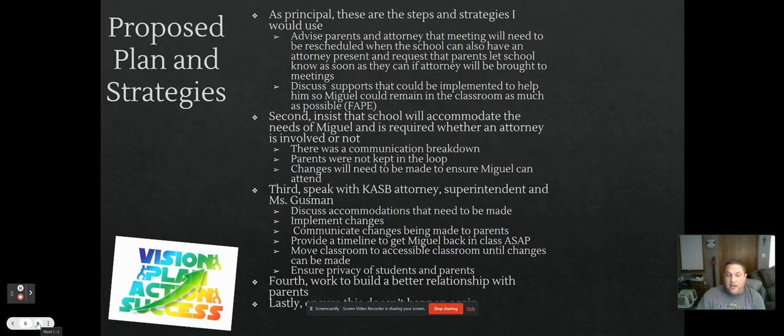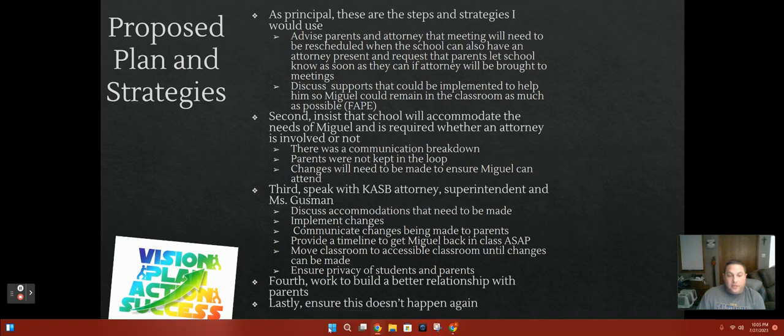And something that came right to my mind was ensuring the privacy of the student and the parents. I don't think everybody needs to know the reason why we're making all these changes is because of one student. None of this needs to be discussed with anybody, and if changes need to be made, they need to be made without that being said. Fourth, we need to work to build a better relationship with the parents. And lastly, we just need to ensure that this kind of breakdown doesn't happen again.